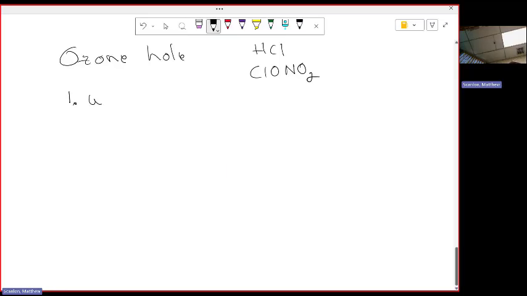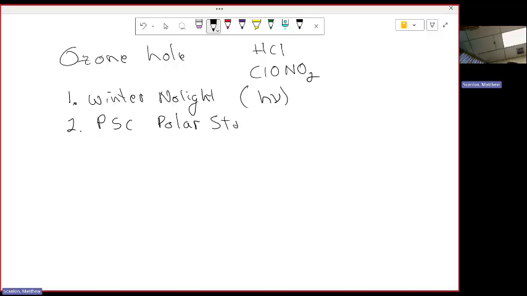Number one, it's winter and there's no light in the Antarctic. And if there's no light in the Antarctic, you don't have your normal reactions that occur with light. Number two, you form polar stratospheric clouds. And this is unusual. You don't have these forming. They normally don't form, but they do in the winter in the Antarctic.